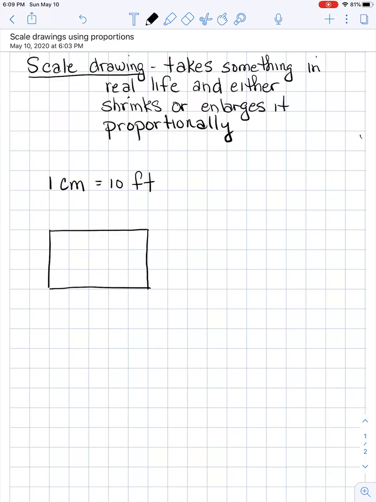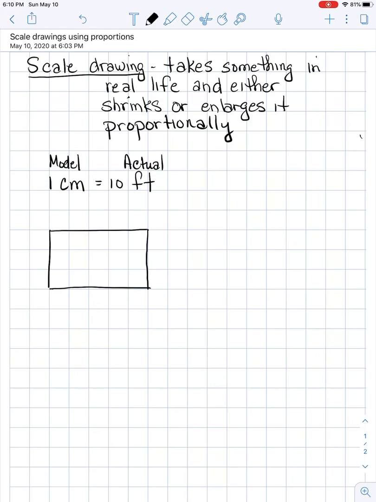So I'm going to take a simple example here. I have a rectangle, and this rectangle, let's say, represents a building. And my scale factor is that 1 centimeter or 1 unit on this paper represents 10 feet in real life. Sometimes we call this the model, and we call this the actual, and that gives us an easy way to remember it when we start doing it without the actual picture.